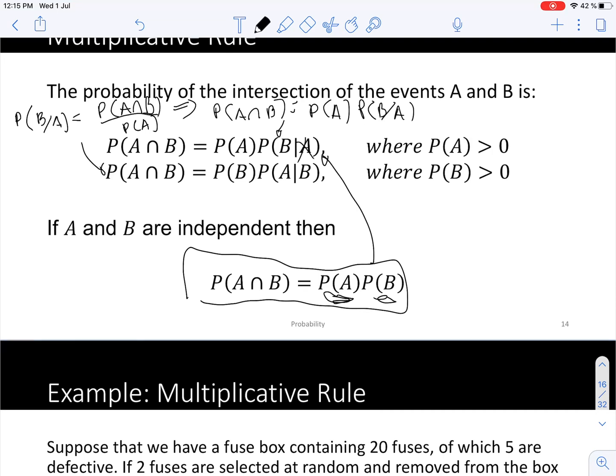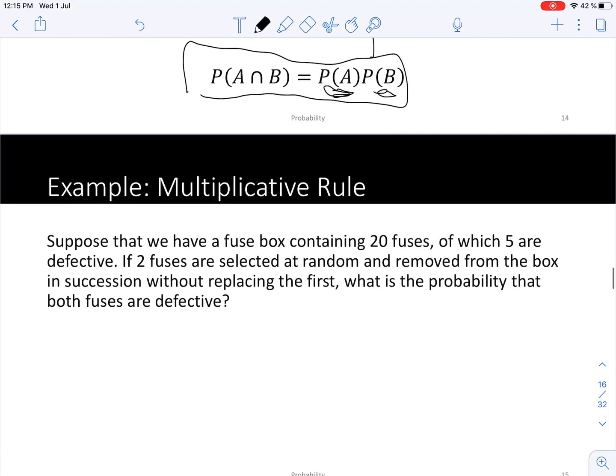Let's check this first example. Suppose that we have a fuse box containing 20 fuses, of which 5 are defective. If 2 fuses are selected at random and removed from the box in succession without replacing the first, what is the probability that both fuses are defective?